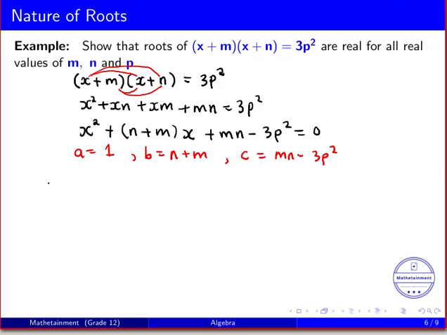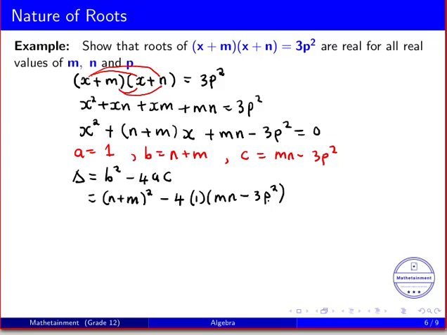Now I will find the discriminant there. The discriminant, which is given by b squared minus 4ac, will be n plus m all squared minus 4. Our a is 1, and our c is mn minus 3p squared. So this gives us, if I'm expanding that bracket, n squared plus 2mn plus m squared minus 4mn plus 12p squared. So this gives us n squared, 2mn minus 4mn. These are like terms.